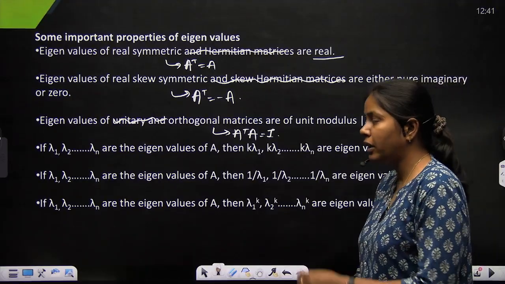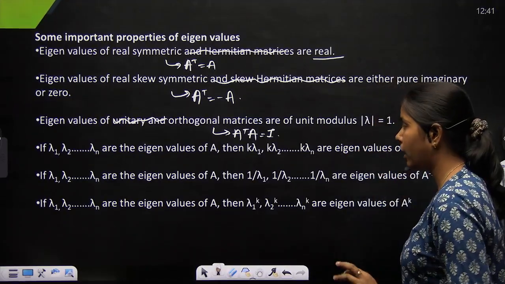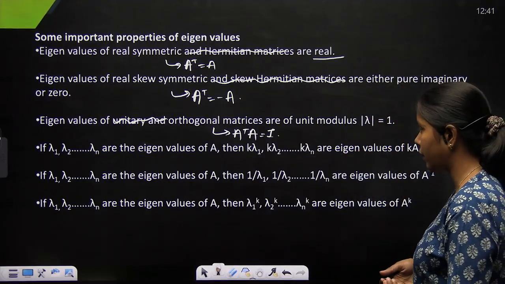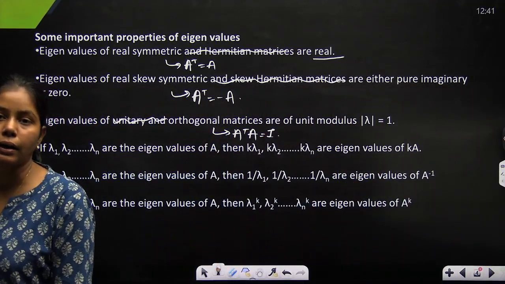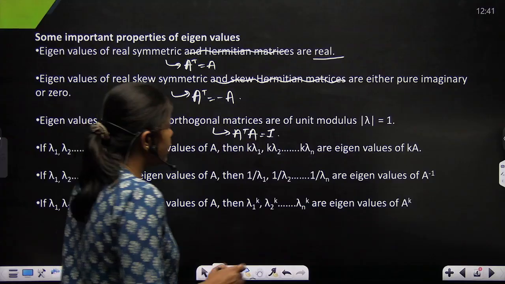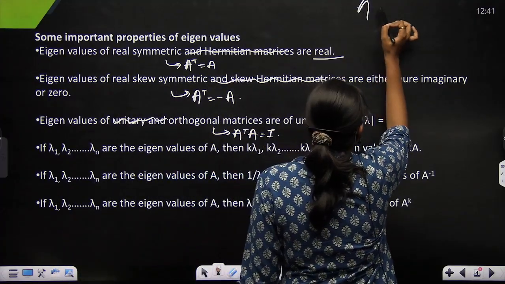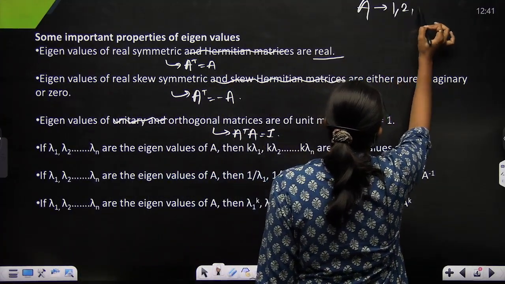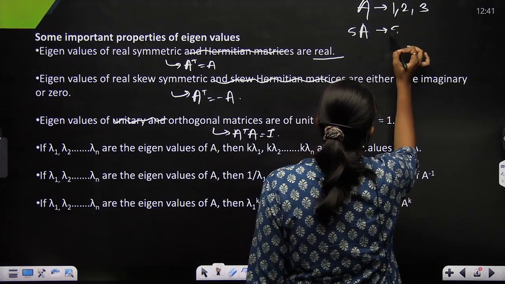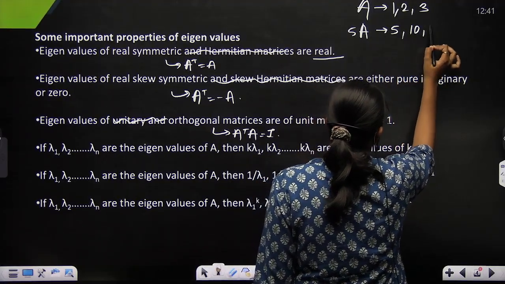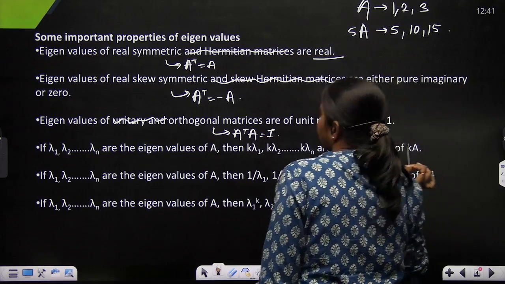Now another point we have here is that if lambda 1, lambda 2, lambda n are the eigenvalues of A, then k lambda 1, k lambda 2, k lambda n are the eigenvalues of kA. So what does it mean? Let's suppose A is a matrix having eigenvalues 1, 2, 3. Then 5A would have eigenvalues 5, 5 into 2 which is 10, 5 into 3 which is 15.